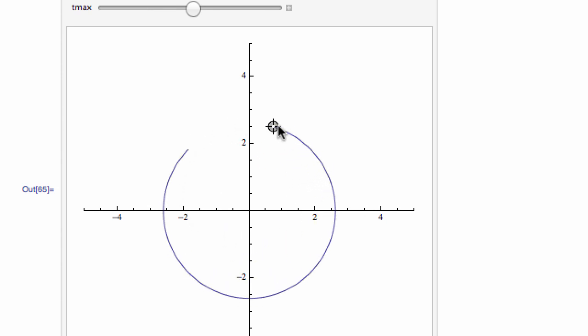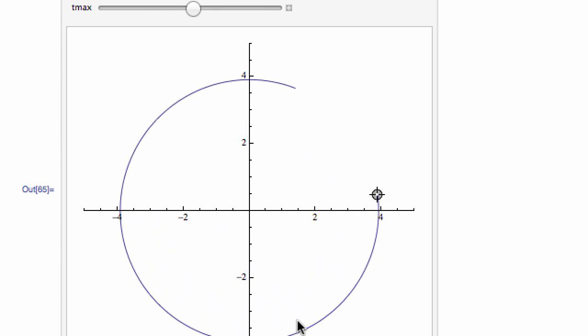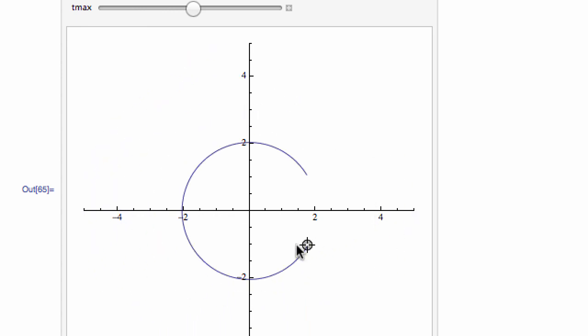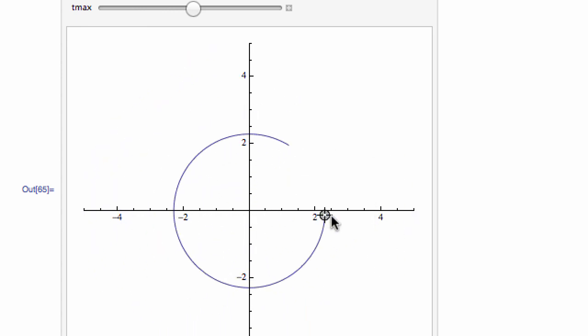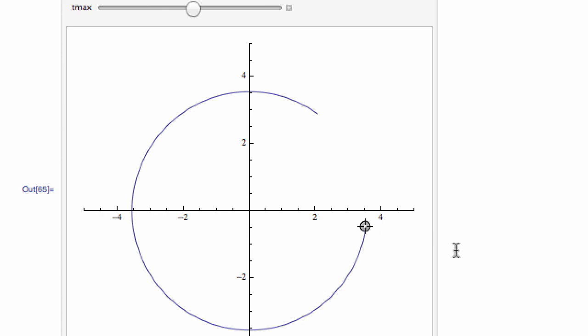You'll note that no matter where I start, it's getting the same length round in the same amount of time, which is in fact a property of the harmonic oscillator. Whether you do big swings or small swings, you get back there in the same amount of time.